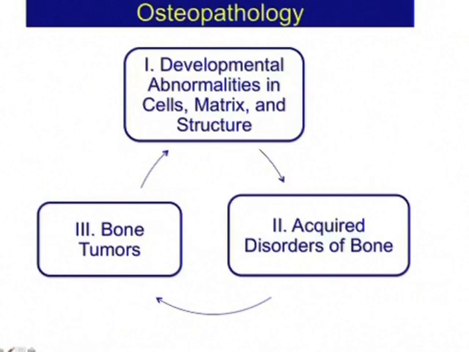This is a basic outline of where we're going in the talk today. We'll start out talking about some developmental abnormalities. So these are inherited conditions, right? So who do you think is going to get those? Younger people, older people? Usually younger people, because they tend to be inherited and they'll present in younger people.